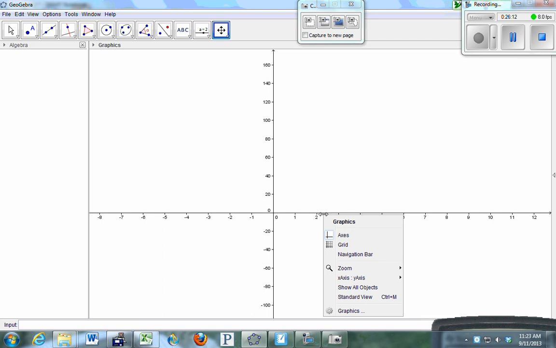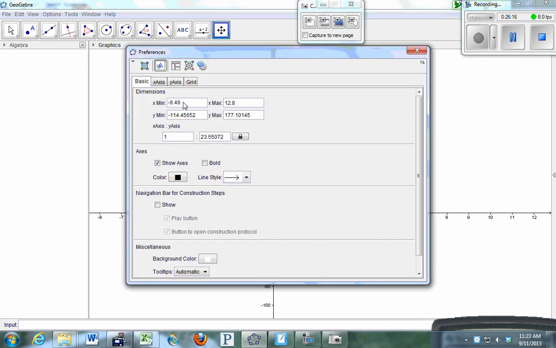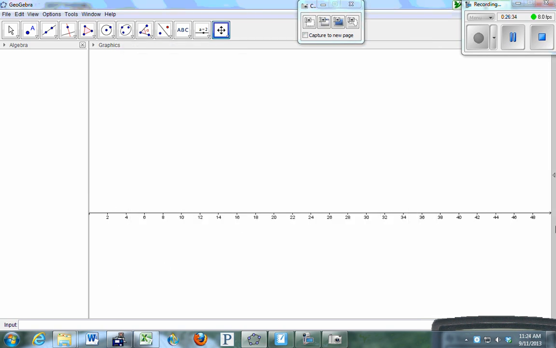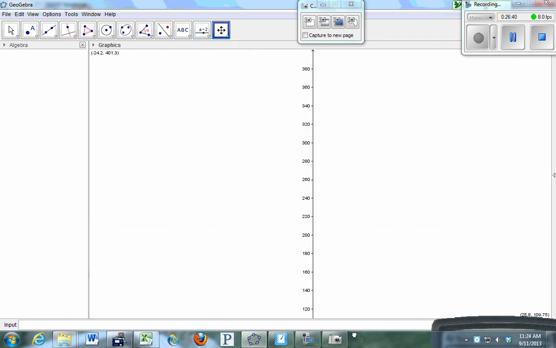Same thing here. I can right-click, go to graphics, and let's say I want my X minimum to be 0 and my X maximum to be 50. And the minute I do that, it's done after I hit enter. Okay, so I move this out of the way and there's my scale. So I don't have to squish it. I can tell it how I want it to go. Again, if you want to see more of your graph, you just move it around.